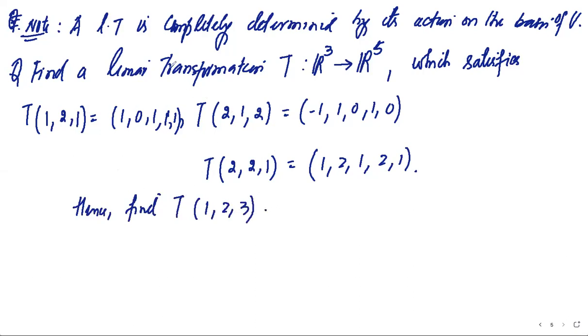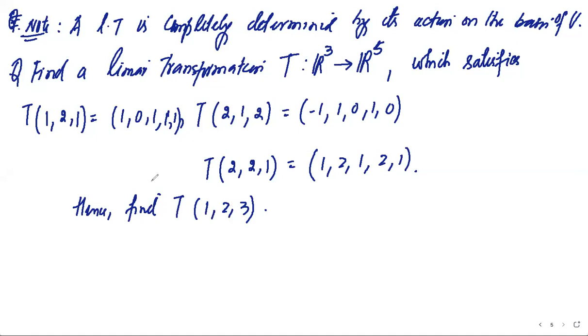तो हमारे पास क्वेश्चन क्या है? The question is, we have a linear transformation T from R3 into R5, which sends the vector 1 2 1 into this vector of R5, sends 2 1 2 into this vector, and sends 2 2 1 into this vector. So actually we have a linear transformation and we are given just 3 images of 3 vectors from R3. R3 से हमारे पास 3 vectors हैं और उनकी images हमें दी हुई हैं. We have to find the whole linear transformation. हमें सारी linear transformation निकालनी है, and then to find the value of T of 1 2 3.